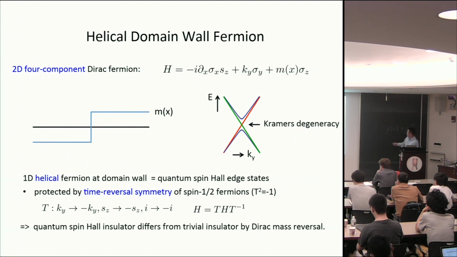And really, this band crossing at the edge is protected by the time-reversal symmetry of spin-1/2 particles, and is known as a Kramers degeneracy. So provided time-reversal symmetry is present, these edge states are robust.